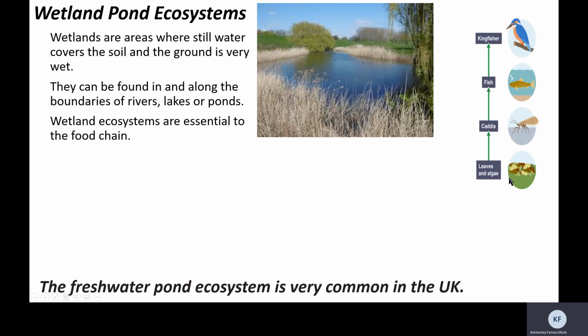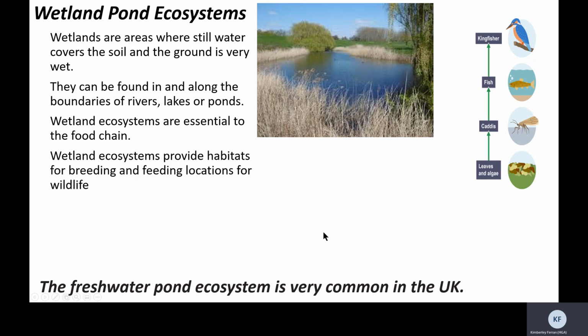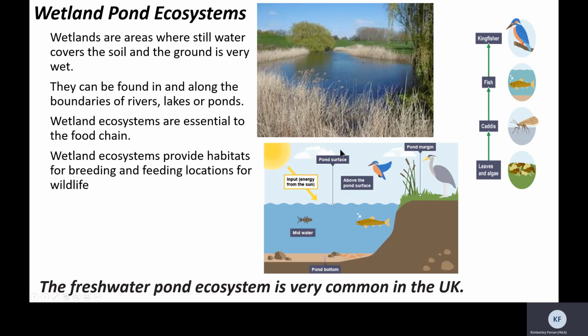here with the leaves and algae, our primary producers at the bottom of the food chain, the insects and organisms that are going to feed on the detritus, as well as the fish that are going to eat the smaller organisms, and then of course the kingfisher at the top of the food chain that's going to eat the fish. These ecosystems provide habitats for breeding and feeding locations for the wildlife, and we have an example of all the different organisms together in the ecosystem.